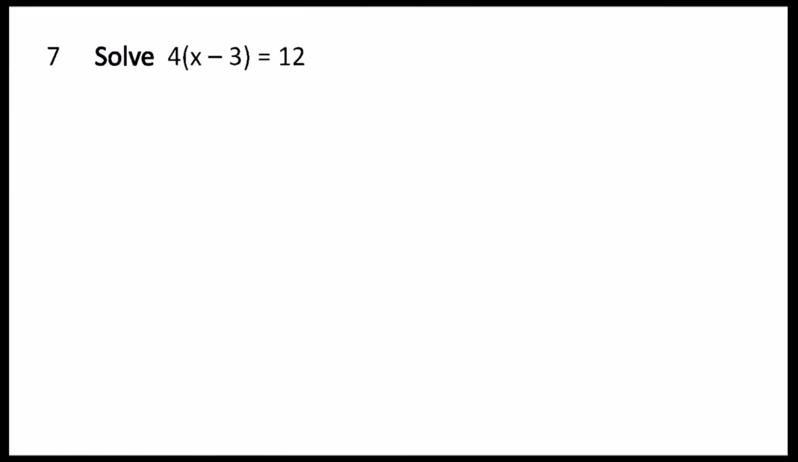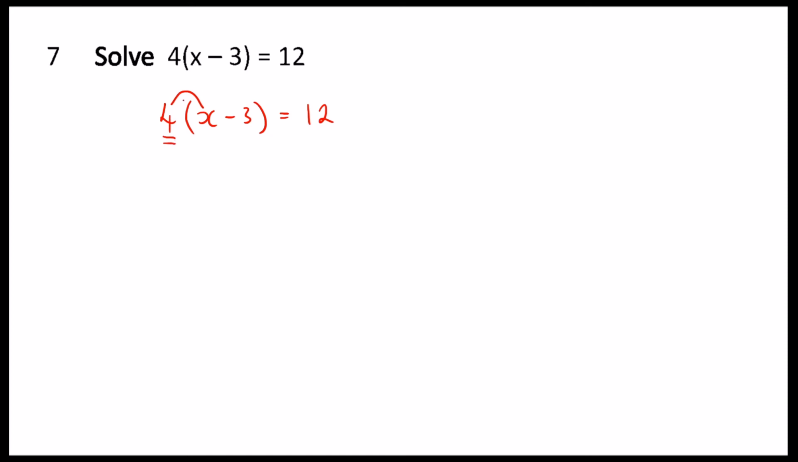Question 7 will always be a solving equation which has a bracket in it. So this is very similar to what we've seen already. However, we need to expand a bracket before we can start solving. So we want to solve 4 lots of x minus 3 is equal to 12. Let's first expand the bracket.